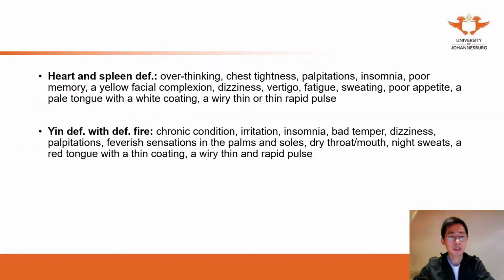Heart and spleen deficiency. After a long term, the patient may present as a heart and spleen deficiency, especially spleen and heart yin deficiency. Spleen and heart qi deficiency, pale. Yin deficiency, red tongue, and thin coating or scanty coating. Feverish sensation in the palms and under the soles. It's a very typical symptom for yin deficiency with deficiency heat.